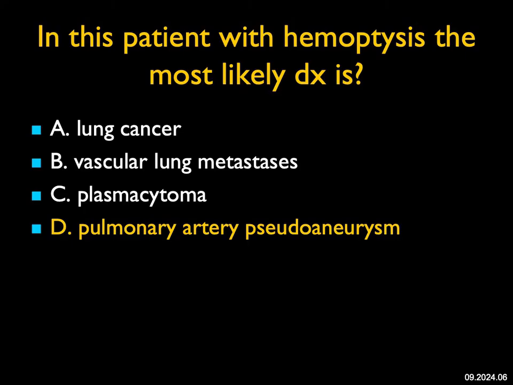This was a patient who actually had a history of IV drug abuse. That's what led to the stent in the aorta. And now you can see in the post-op period a pulmonary artery pseudoaneurysm.